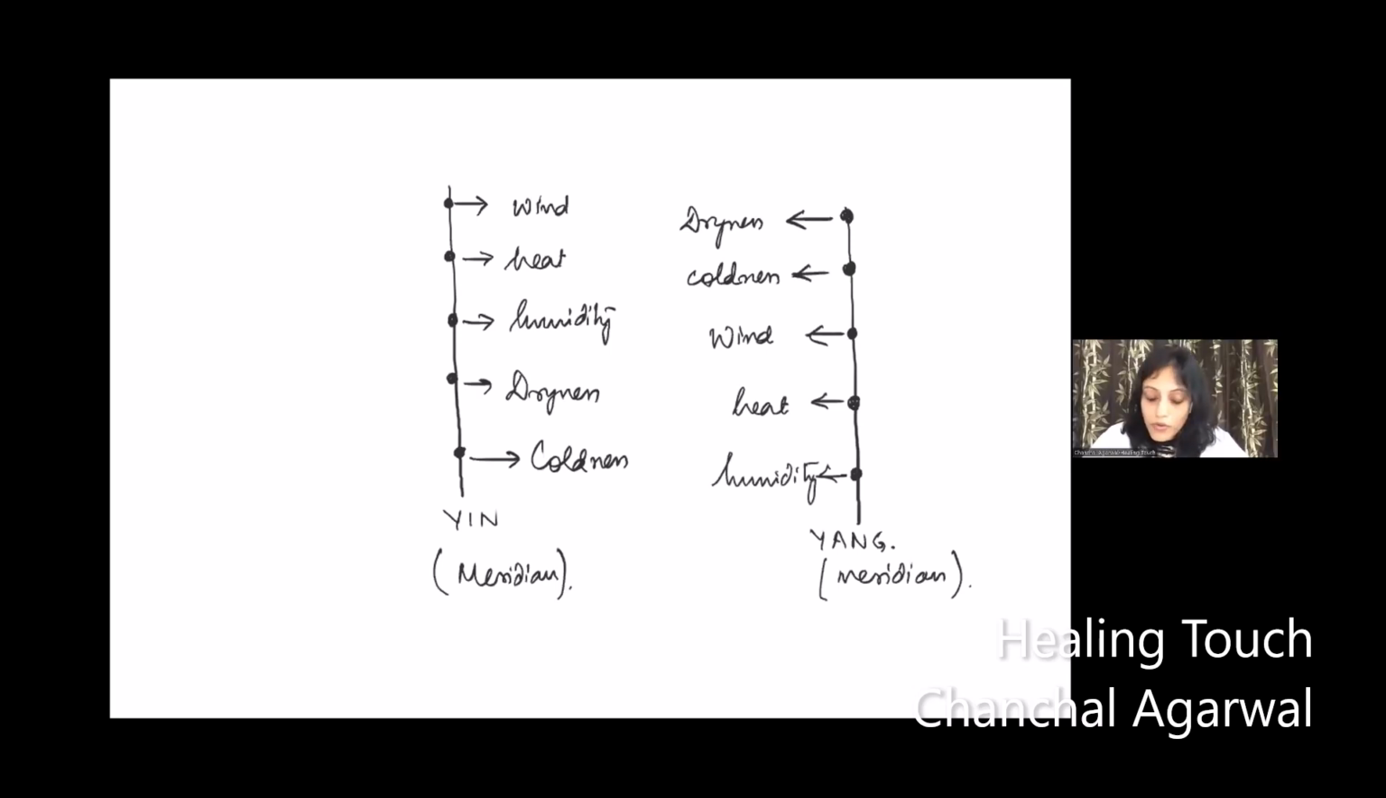So on the yin meridians, the first point is wind, then heat, humidity, dryness, coldness. On the other hand, on the yang side, it is dryness, wind, heat, humidity.